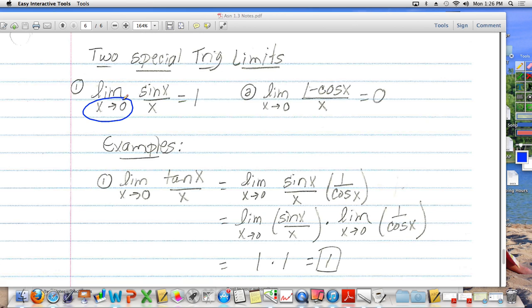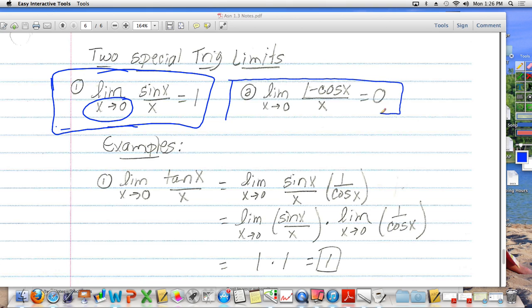The sine of x over x, as you are approaching 0, is always going to be a value of 1. Put a big box, a big star, or something around this because this is going to be really handy. Another one, the limit as x approaches 0 of 1 minus the cosine of x over x is equal to 0.